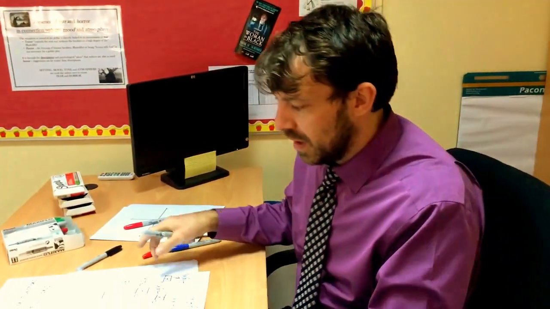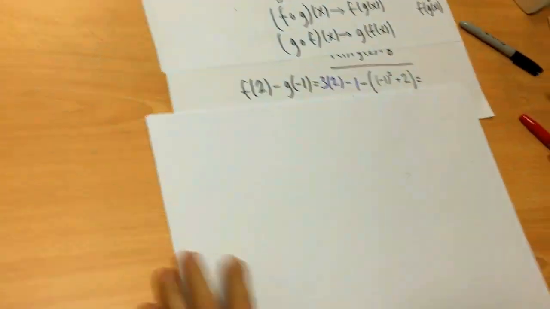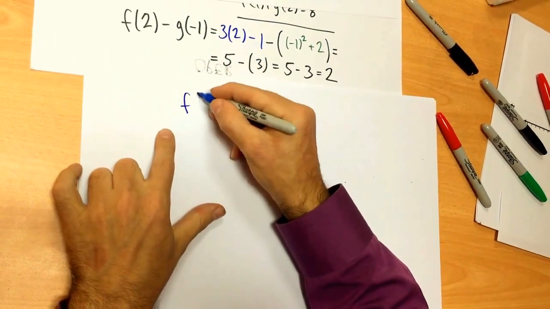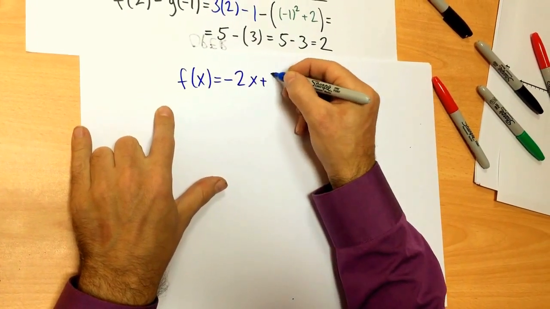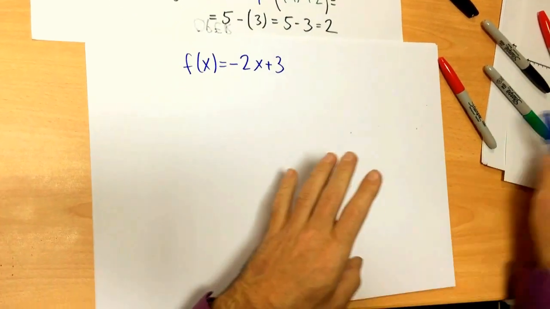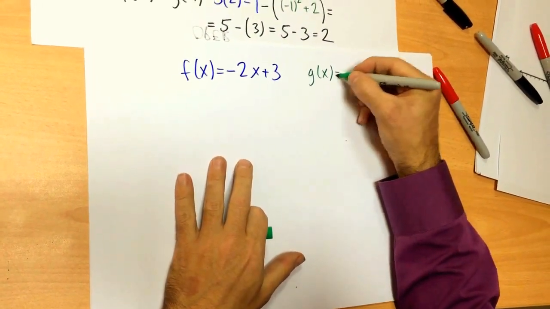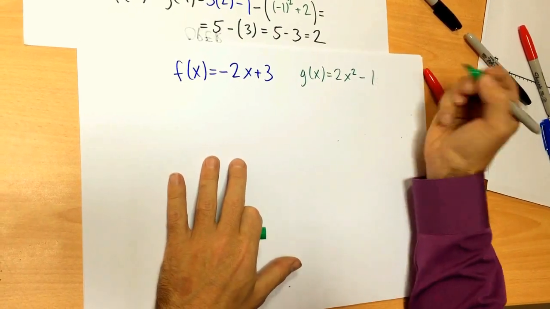We're going to do one final example to kick you off into the worksheets so that you will be able to do them yourself. Okay. Let's try and be smart here. Let's have f of x equal to negative 2x plus 3. And let's have g of x equal to 2x squared minus 1.